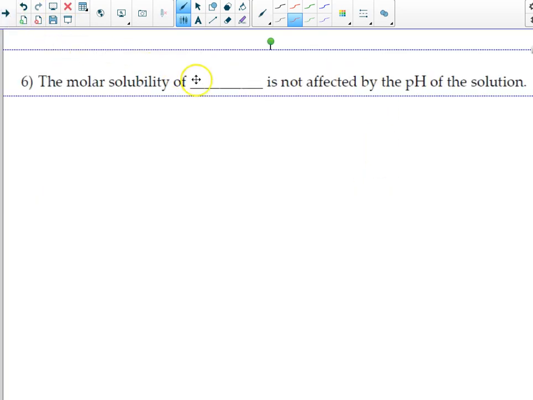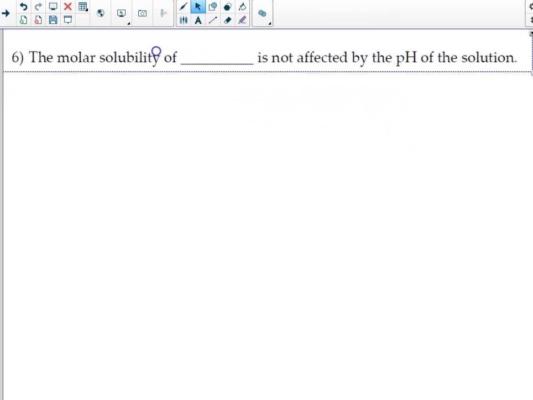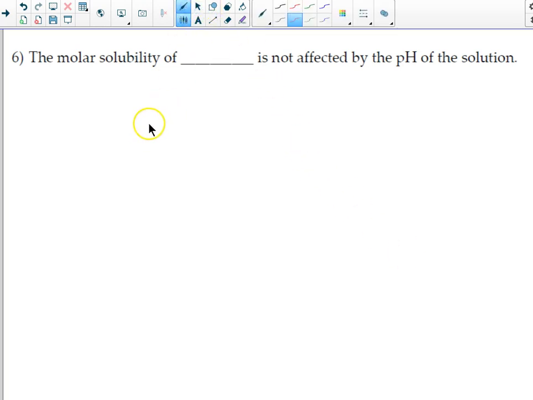The molar solubility of blank is not affected by the pH of the solution. Okay, this one will be a little bit tricky. All right? pH will affect it if either the cation can form a weak base or the anion can form a weak acid. And go back to 17 minutes and re-listen to that over and over. What's that, Isaac?